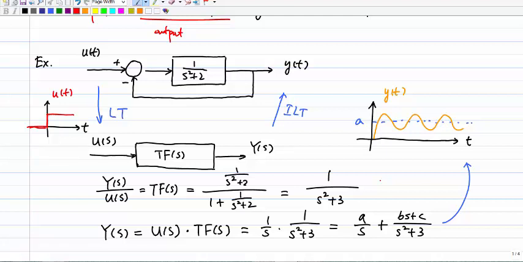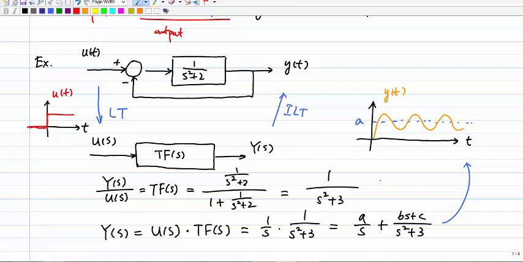So let's see what the output is if I give a certain control input. Let's say I give u(t) as a unit step input, and the control system is this unit negative feedback. I want to figure out what y(t) is. Is y(t) stable, meaning is y(t) bounded? Or will y(t) go to some equilibrium point? That's what we want to see.